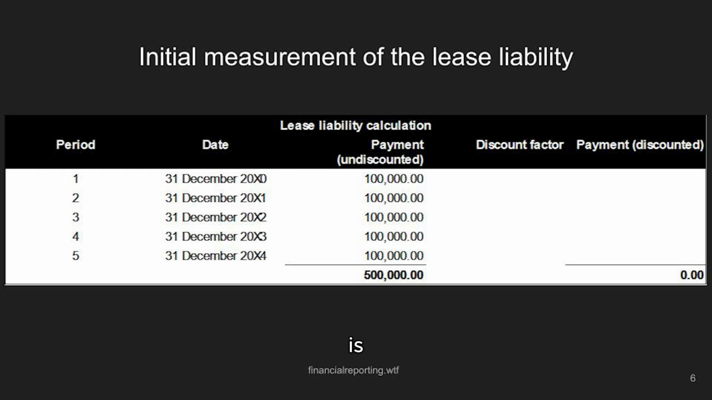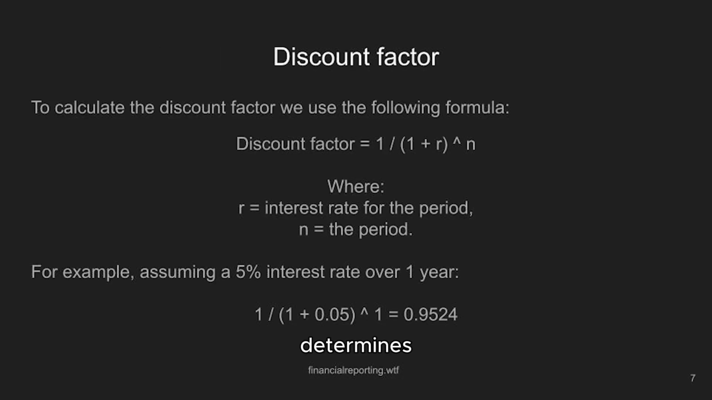While technically this is our total liability under the lease, for accounting purposes, under IFRS 16, we need to recognize the present value of these payments, and thus, we need to discount them. To do that, we need to calculate the discount factor for each period. The discount factor determines the present value of the relevant payment. This considers the time value of money.